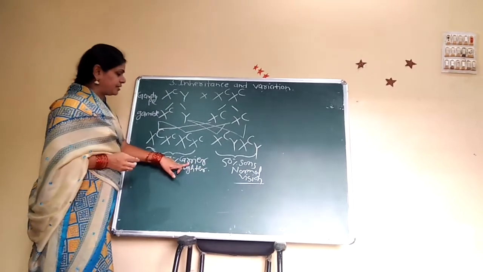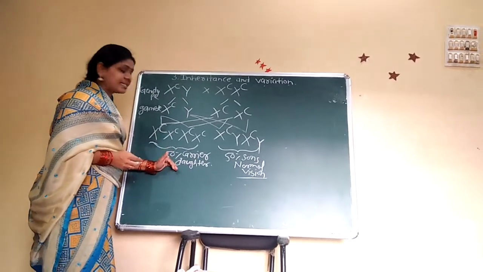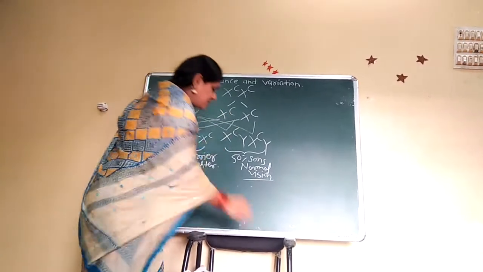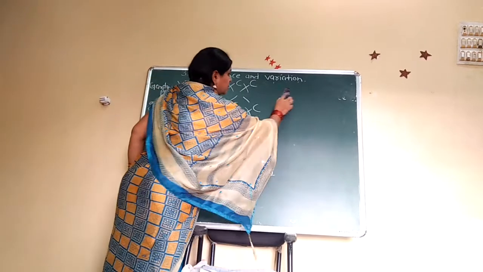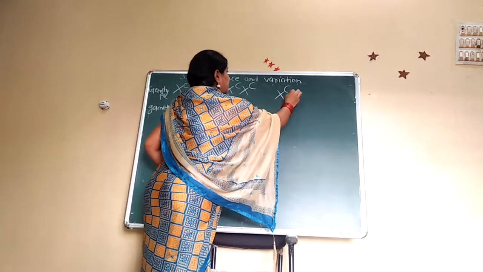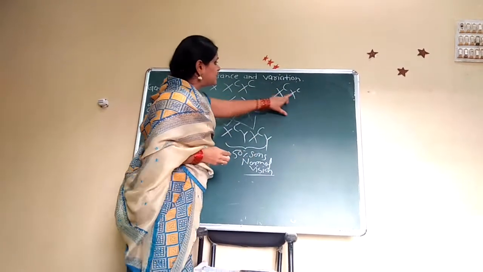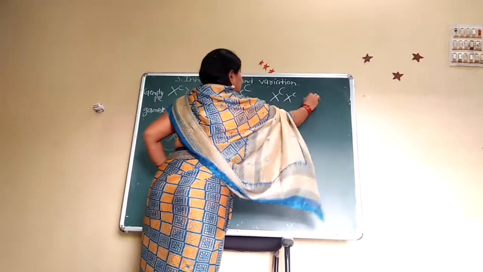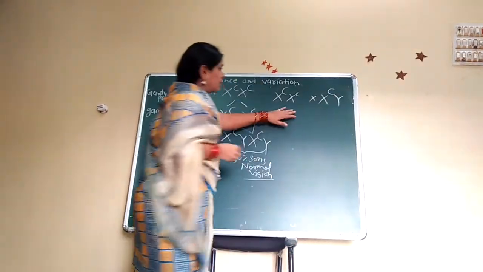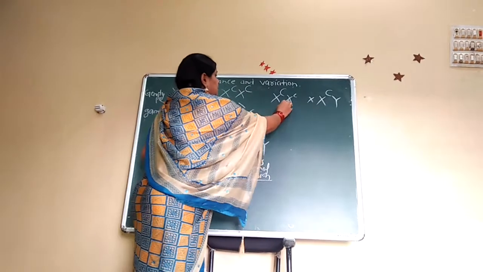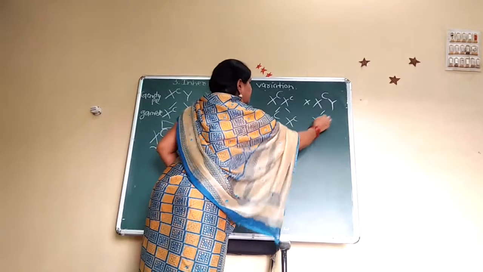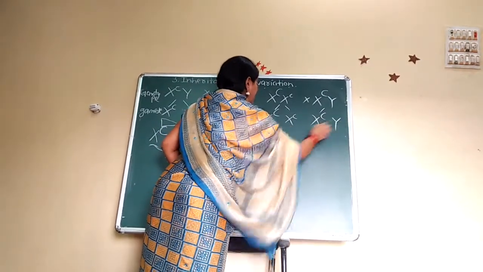And here 50% daughters are the carrier. When this carrier female is crossed with a normal person, carrier means one capital C, one small c. When married with a normal man, here we see the gamete formation: capital C, one is the small c, X capital C and Y.